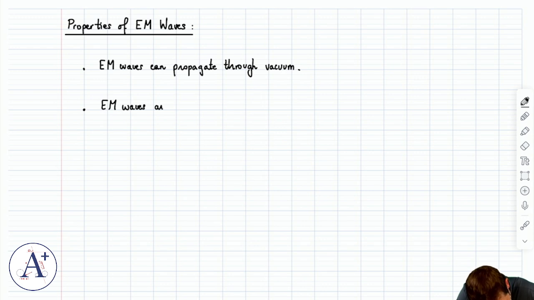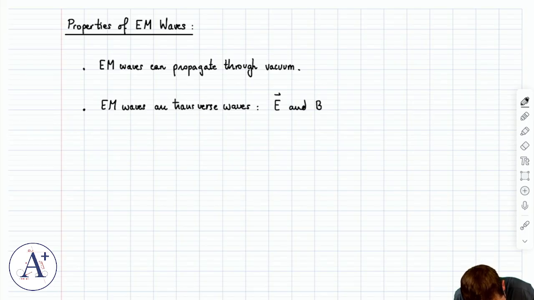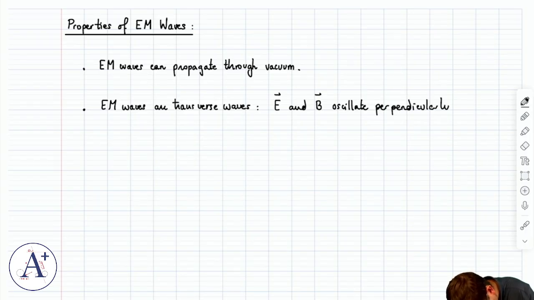So EM waves are transverse waves. Now, a transverse wave is a wave for which the quantity that oscillates is going to oscillate in a direction perpendicular to the direction of motion. Okay, so E and B oscillate perpendicularly to the direction of propagation. That's the definition of a transverse wave, right?